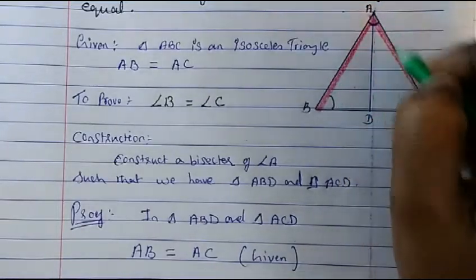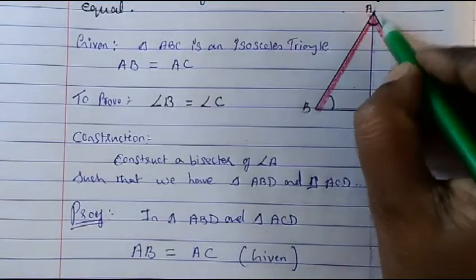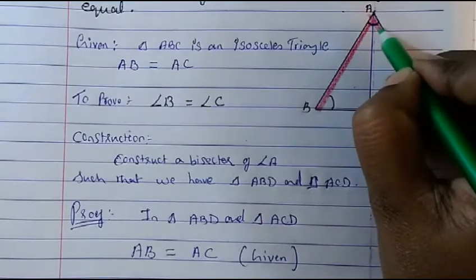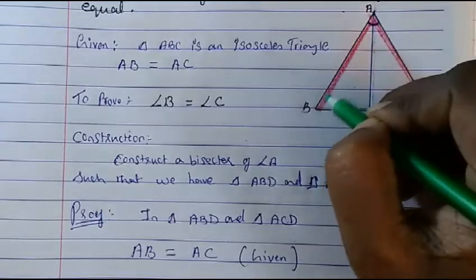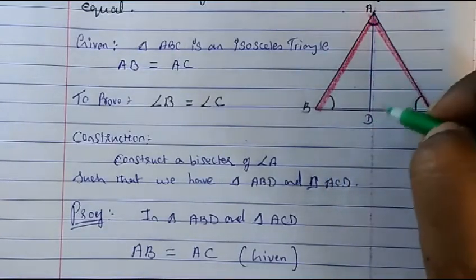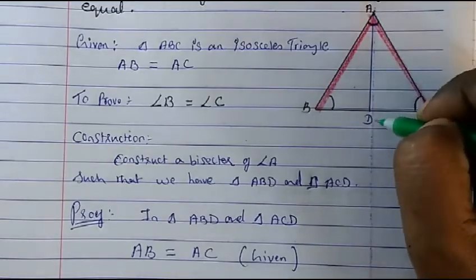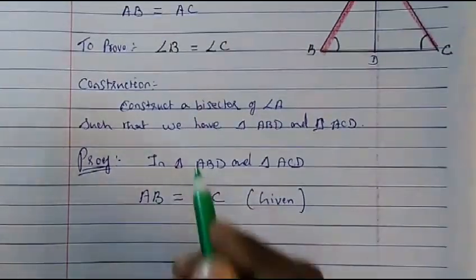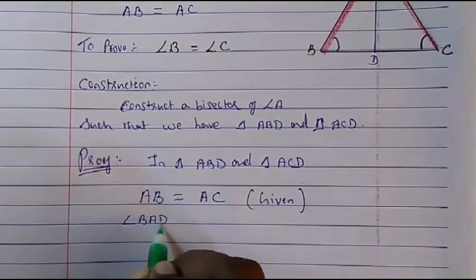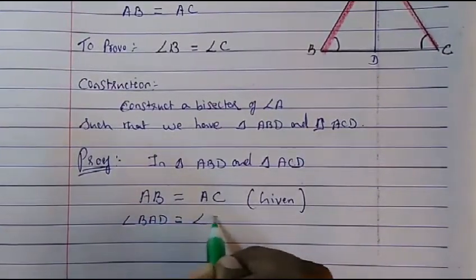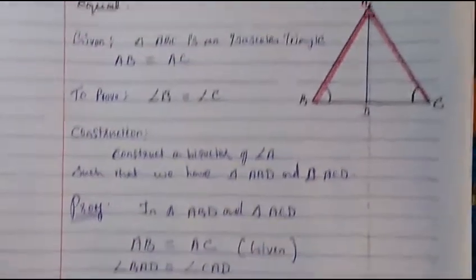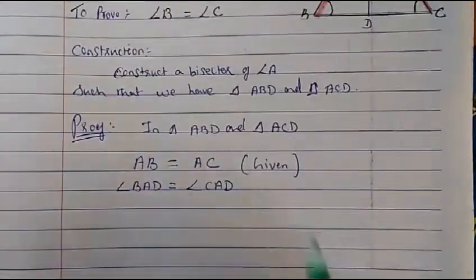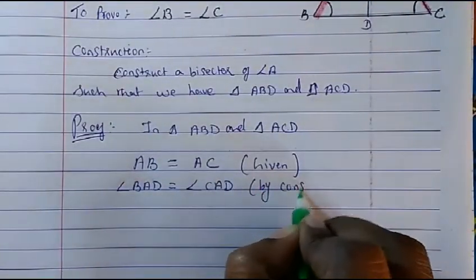We have these two sides. Let's come to this angle. This angle and this angle will be equal because it is equally divided. So that means angle BAD will be equal to angle CAD. So these two angles will be equal because we have constructed, right? By construction.